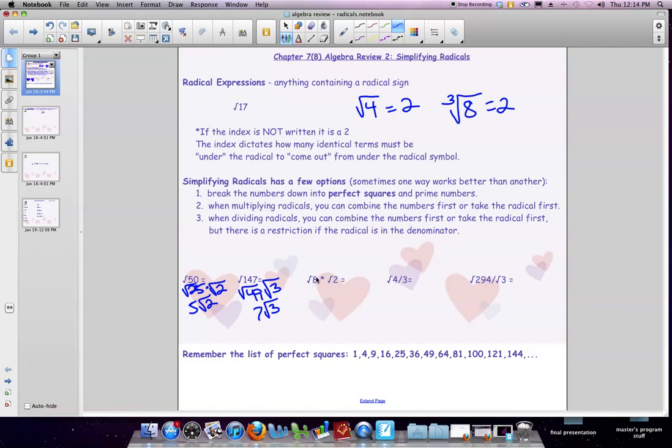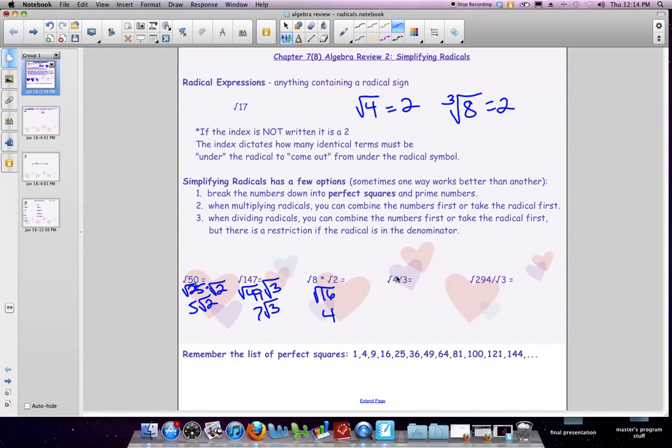So I take the square root of 8 times the square root of 2, and I'm going to multiply those and keep them under the radical sign. That would give me the square root of 16. 8 times 2 is 16, and the square root of 16, 16 is a perfect square. That makes it easy. The answer would be 4 outside of the radical sign. So sometimes it's nice to put them together before you square root. Sometimes it's nice to square root before you do anything else.